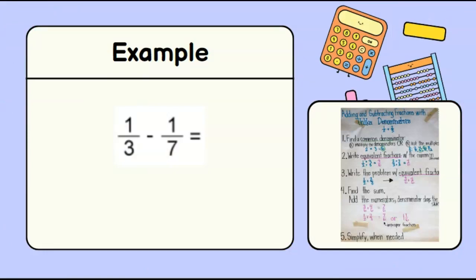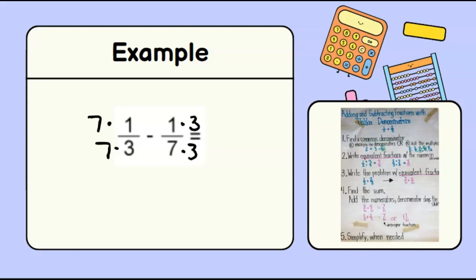I have 1/3 minus 1/7. So I need to think, what do these two have in common? Well, to find my common denominator, I could just multiply them by each other. 7 times 3 and 3 times 7. Remember, whatever I do to the bottom, I have to do to the top.